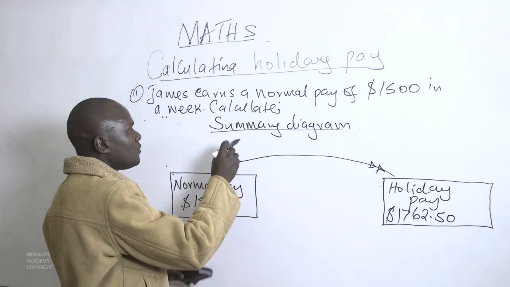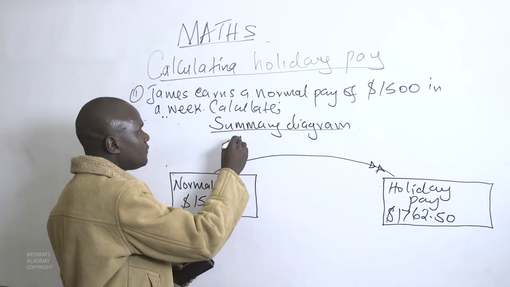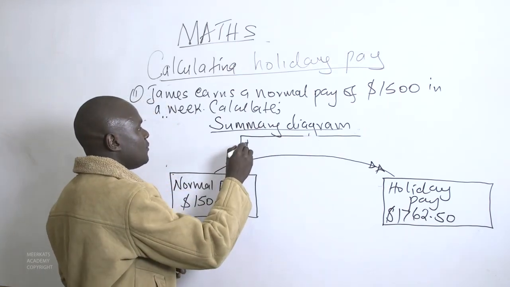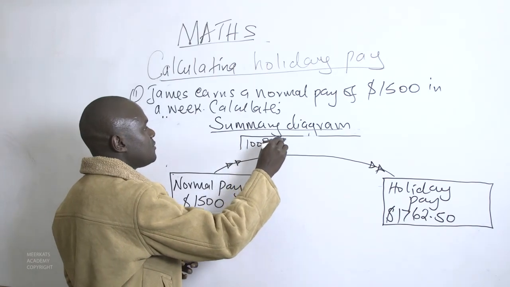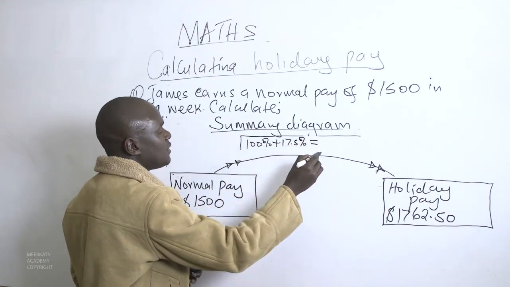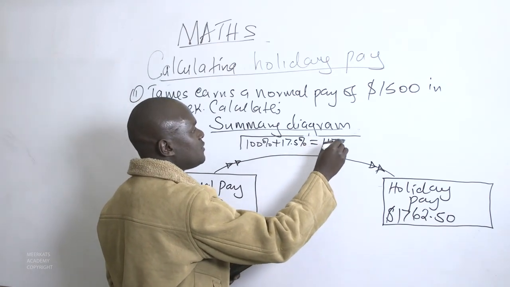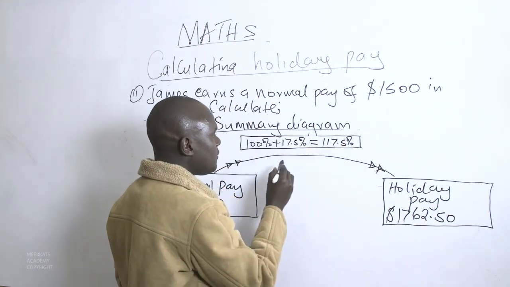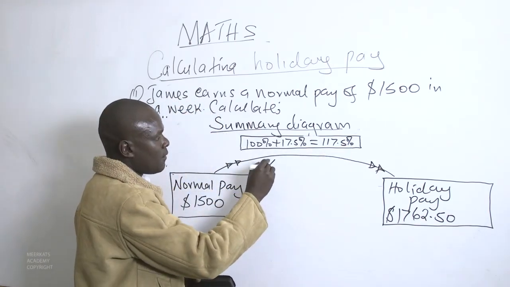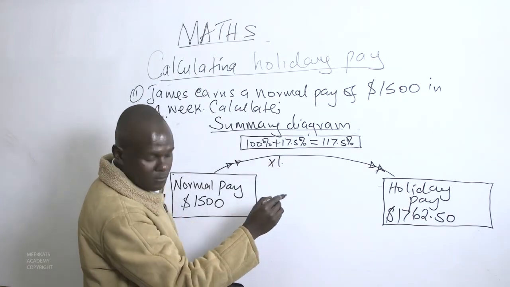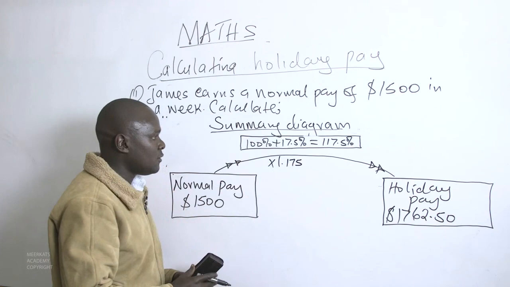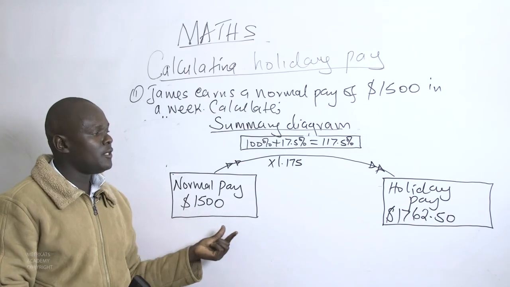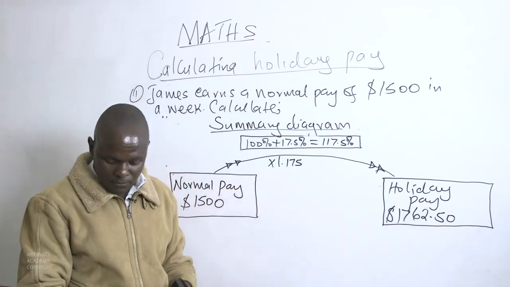This means we need to have a new percentage. We effect a new percentage. This is 100% plus 17.5%, giving us 117.5%. This is what we use. And this will give us a factor of 1.175. This is the factor from this particular percentage. This factor is what we multiply by the normal pay to get the holiday pay.